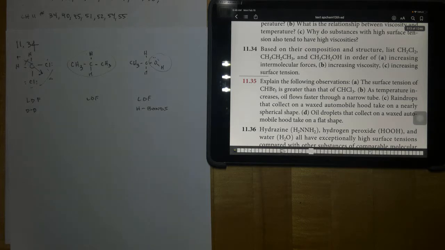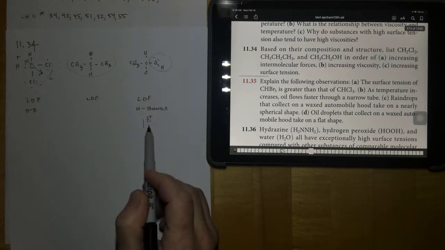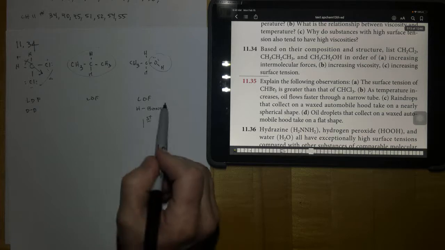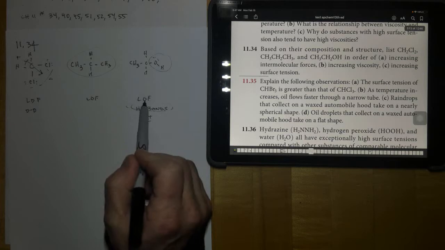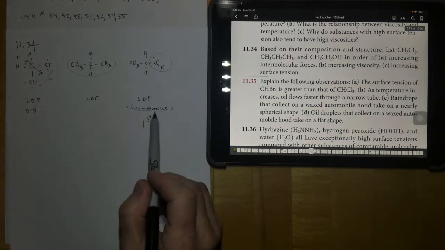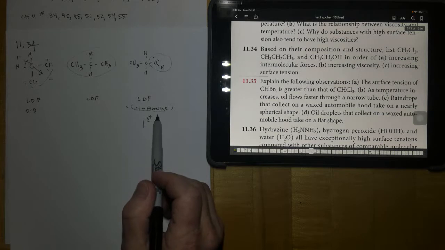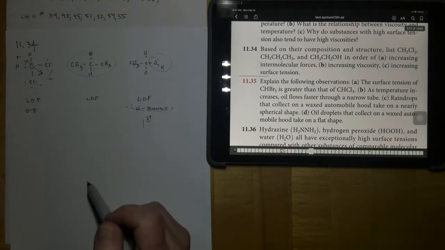So right away we can say that this guy is going to have the strongest intermolecular forces. It'll have the highest viscosity, and it'll have the highest surface tension because it's got these hydrogen bonds right here. It might not have quite as much London dispersion forces as something like this, but that doesn't matter because hydrogen bonds are so much more powerful, especially in molecules that are a little bit smaller like this.